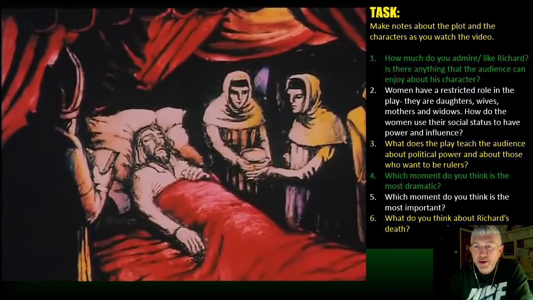So here is the king, Richard's big brother, who, as we said yesterday, is ill, and he's not dead yet, but he's on his deathbed.